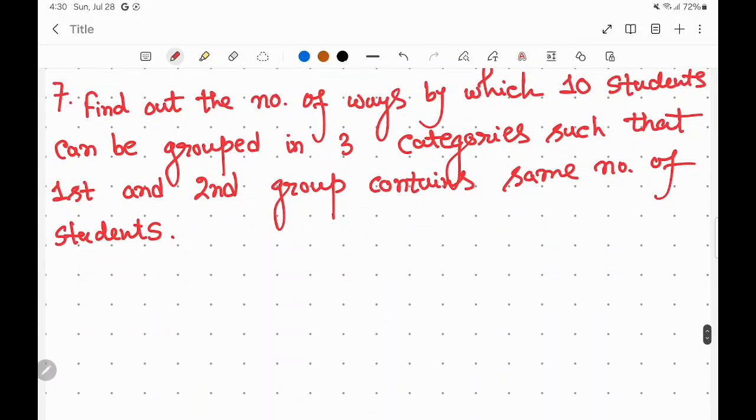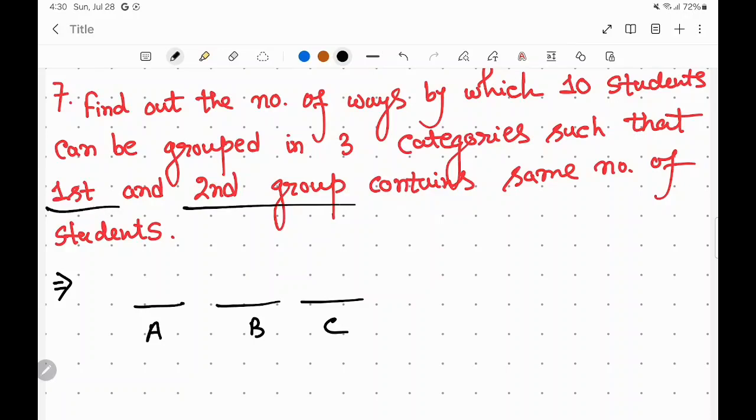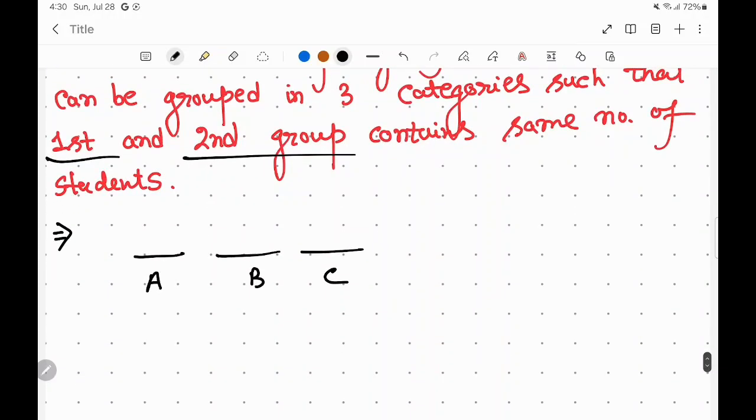Okay. This is a very basic question. There are 10 students, and you have to group these 10 students into three categories. Let's say we name them A, B, and C. Three groups you have to create from 10 students, and the criterion is that the first and second group must have the same number of students. So what will be the probable options?